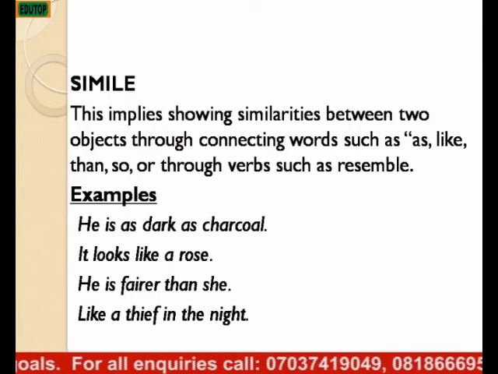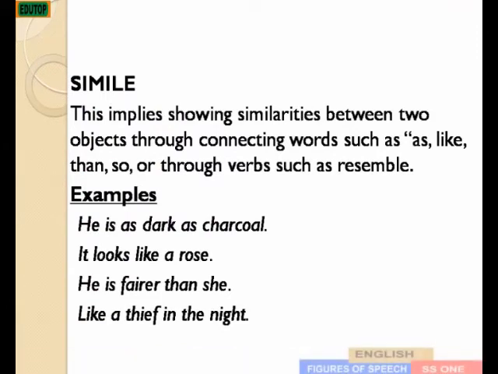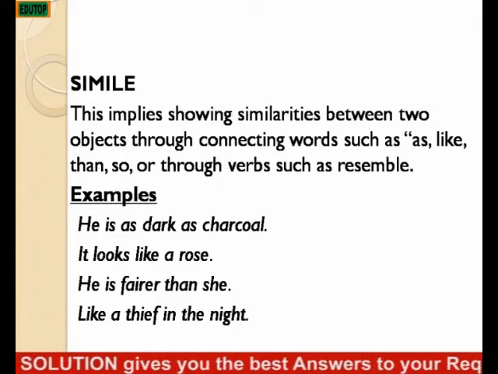Another one is simile. Simile is just like metaphor, but while expressing simile, we use words or expressions such as like, than, so, and so on. So we have the definition of simile as the expression that shows similarity between two objects through connecting words such as like, than, so, or through verbs such as resemble. Examples: he is as dark as charcoal. We have used connecting words as to join the expressions. He is as dark as charcoal. We are talking about somebody who has a very dark complexion, like that of a charcoal.